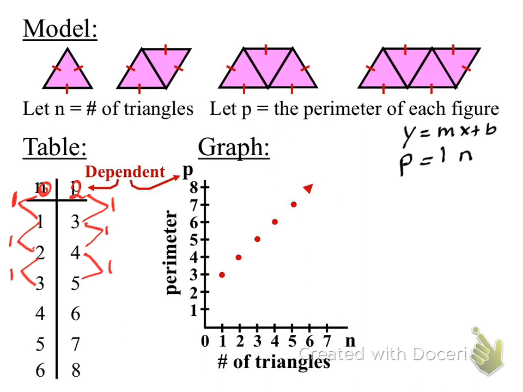Now, somebody said to me, so it's P equals 1n plus 2. Somebody said to me, that doesn't make sense. 0 number with 2, right? That just helps us to find our starting point for the y-intercept. Do you understand? So you're right, it makes no sense in the context of the problem.